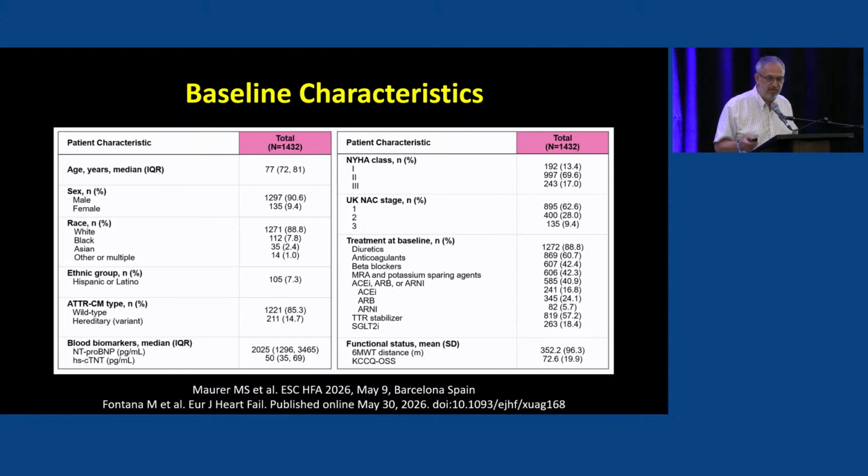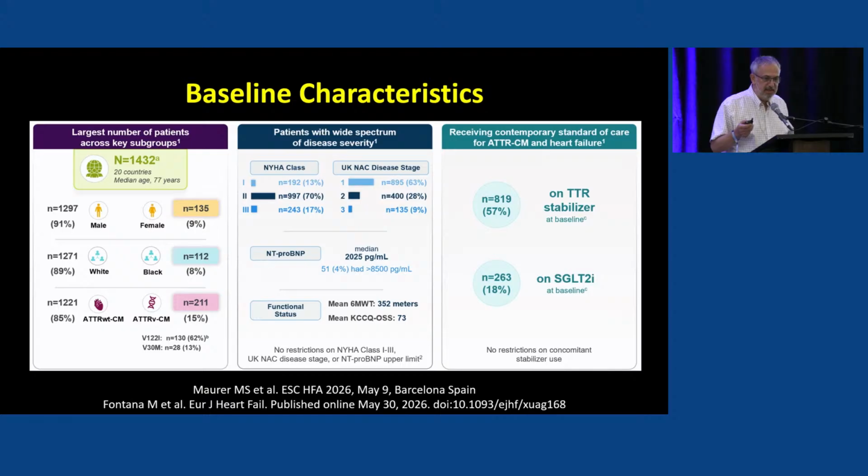And just to highlight some of these baseline characteristics as the largest trial, again, predominantly males, predominantly older adults, and predominantly wild-type. But there was a wide spectrum of disease in this particular trial, including patients with NYHA class 3, even NAC stage 3, with NT-proBNPs with no upper limit in some regard.